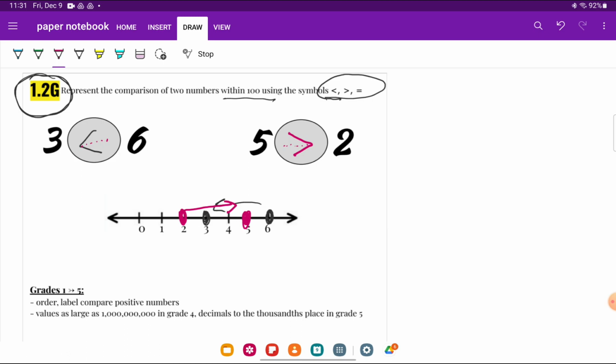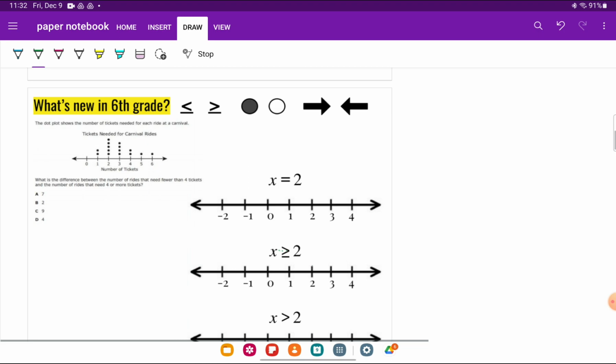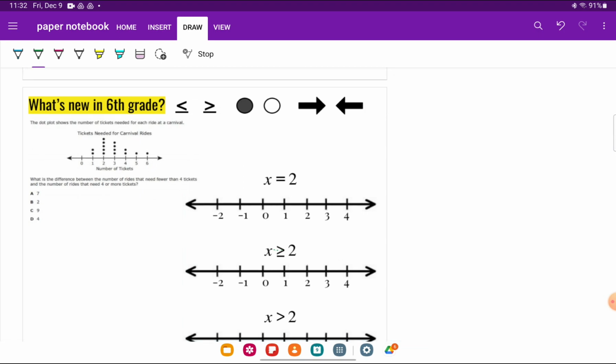Now, throughout elementary school, just like it gets more complex at secondary, it gets more complex there. The numbers are always positive in elementary school, but they get very large in fourth grade, and they get very precise in fifth. So there's a lot of attention to detail. They spend almost their entire elementary school years comparing numbers and labeling value greater than, less than, or equal to. When we get to sixth grade now, instead of just comparing numbers, we're looking for lots of numbers in a set. And these symbols are new. The symbols are new, but the concept is not.